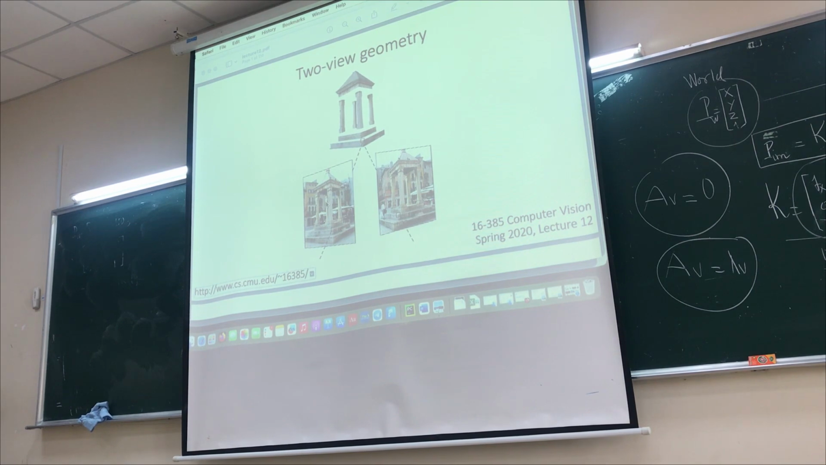Can you recover a 3D point from two images? In theory, can you compute the 3D point from only two images? In mathematics, you just solve it. Just tell me yes or no.